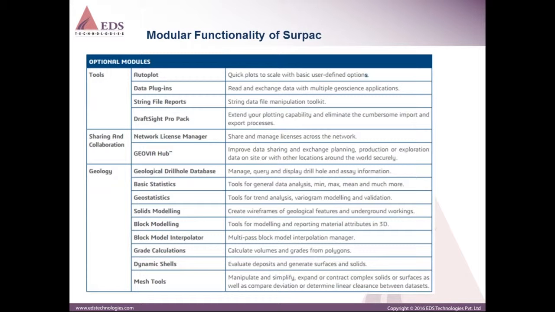And in optional modules, we have tools like auto plotting, data plugins. And in geology, we have a geological drill hole database. Once exploration has been done, you can create a database from that exploration data, and you can do the basic statistics. So you have to evaluate how the exploration has been done, what data can be useful, and what the statistics of your data are. You can do the basic statistics and also the geostatistics to analyze the trend of your ore body: in which direction your ore body is continuous, how your ore body is behaving, and how you can estimate your ore body based on that.